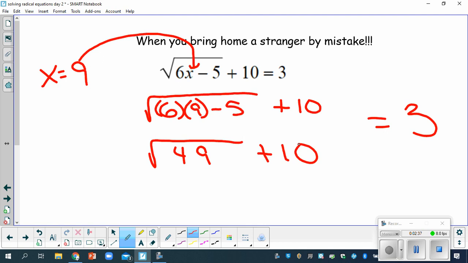I'm going to think in my head, what number multiplies by itself to be 49? 7. Oh, wait a second. I'm going to rewrite this as 7 plus 10. And if I've done everything right, 7 plus 10 equals 3. But it doesn't. It equals 17, which means it's a bad answer. There is no solution, right? Is plugging it in a pain? Yes, it is.